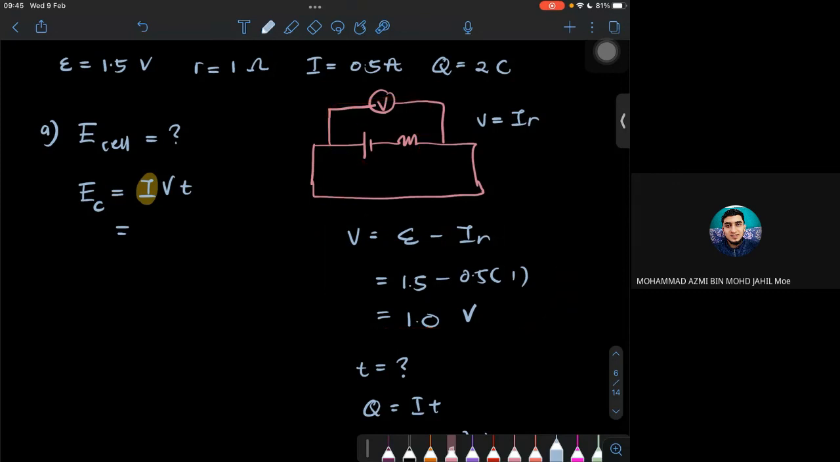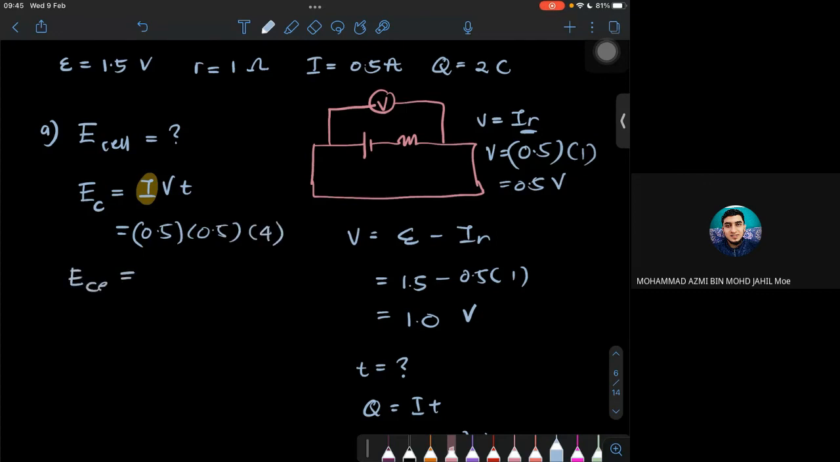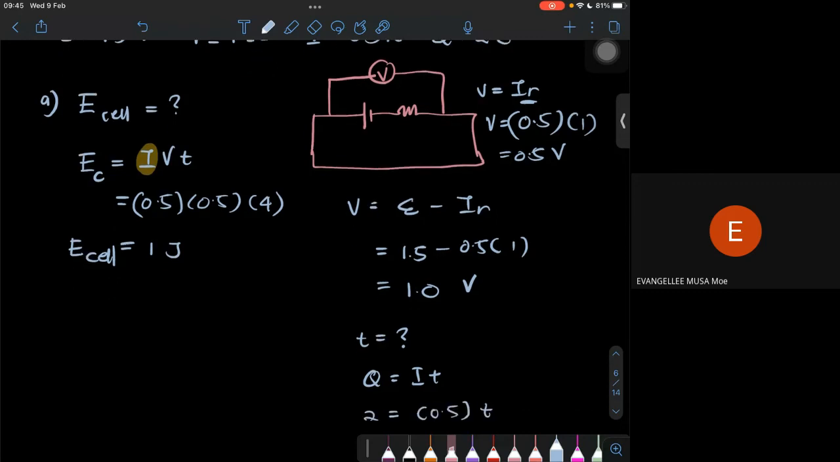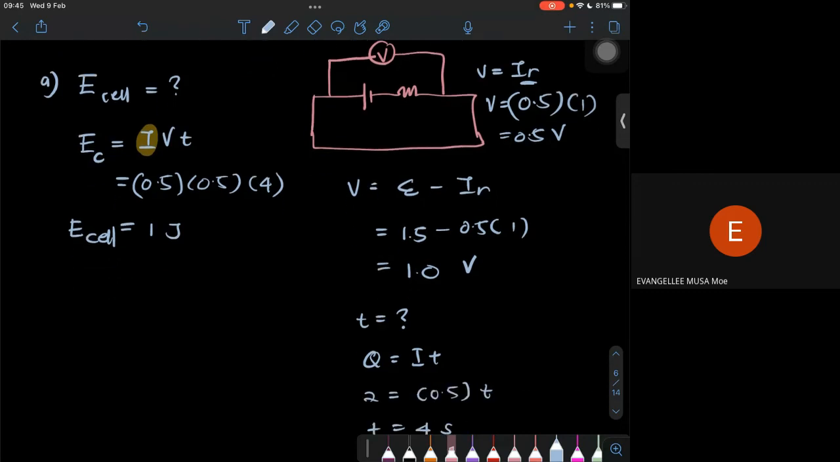So we use the Ohm's law. V is equal to IR, di mana I dekat sini adalah 0.5. Dan this one will be the internal resistance, which is 1. So kita akan dapat 0.5 volt. So here you should get 0.5 times with 0.5 times with 4 second. So E cell will be equal to 1 joule. But I'm still not sure kenapa kita guna V this one instead of this one.